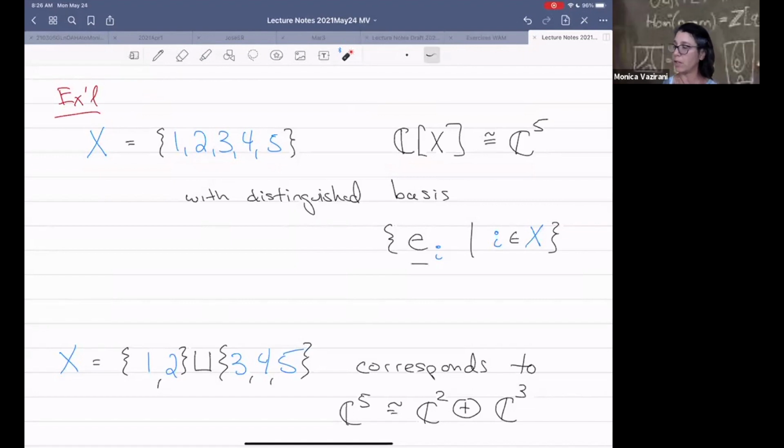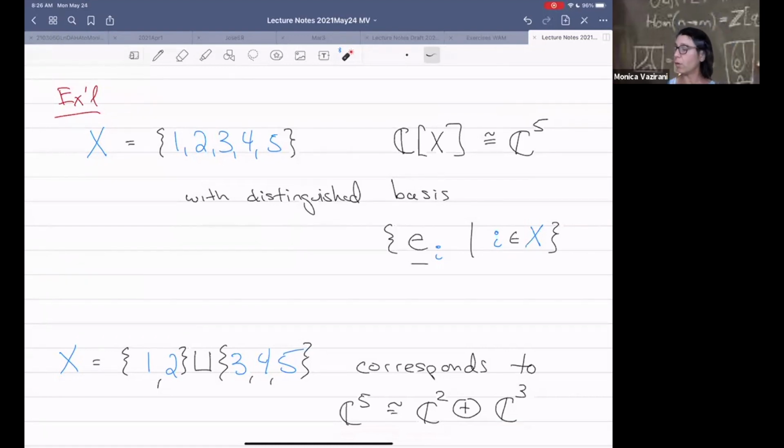Now, up above, when we talked about restriction, we took the set 1, 2, 3, 4, 5, and we decided to make a cut in it, like dividing out the 1, 2 versus the 3, 4, 5. Okay, so on the set level, we're taking 5 as the disjoint union of these two sets. And what's happening on the vector space level? Well, we know that we could divvy up the basis, or we could say that C5 is isomorphic to C2 direct sum C3.